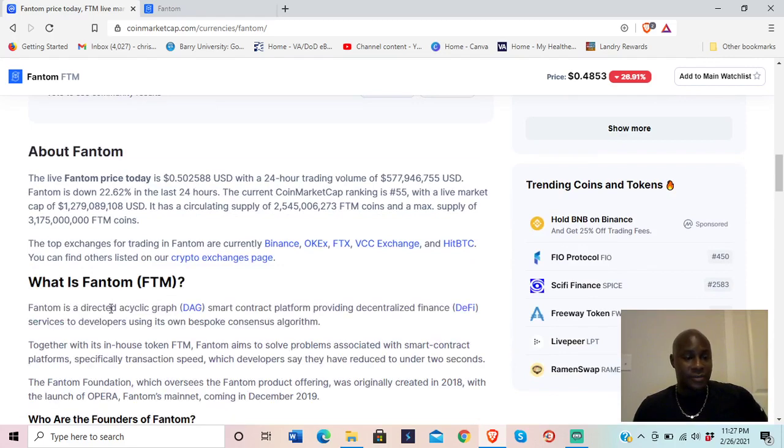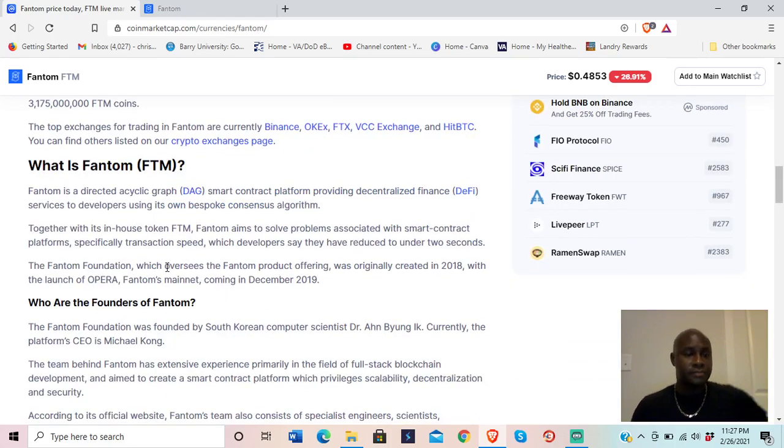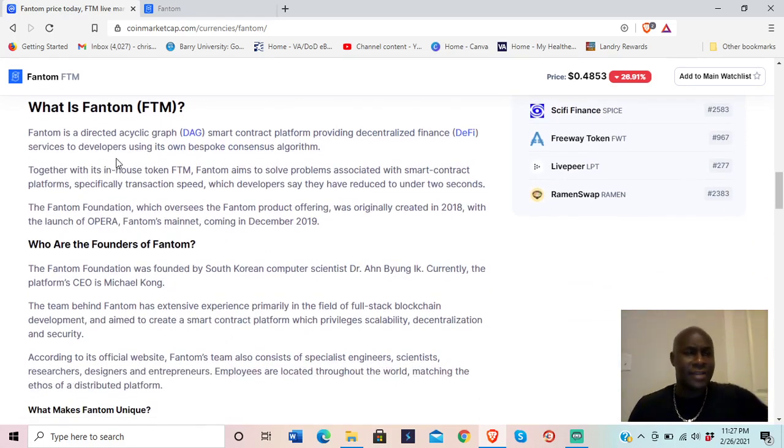What is Fantom? Fantom is a directed acyclic graph, or DAG. Yeah, we talked about this earlier. It's a smart contract platform providing decentralized finance services to developers using its own bespoke consensus algorithm. If many of you don't know what a DAG is, go ahead and check out the video. I believe it's Holochain, the Next Frontier.